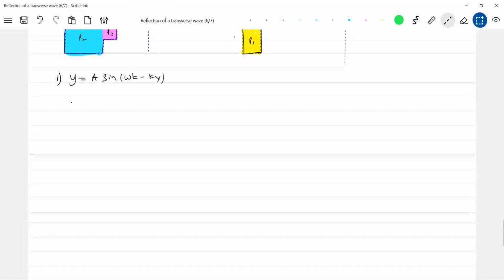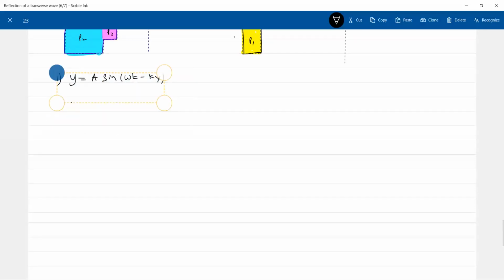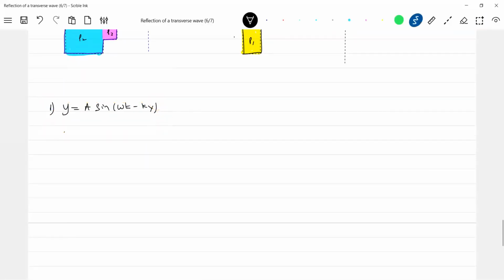I think I'll go for reflected from a rigid end. Don't go for drawing the diagram. This will be very difficult for you. Reflected from a rigid end.